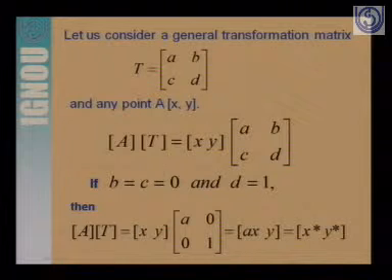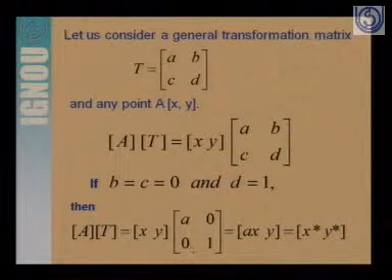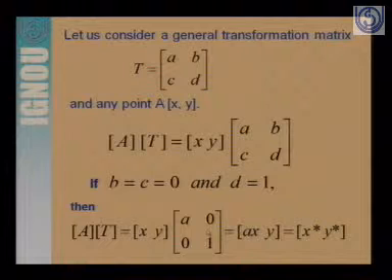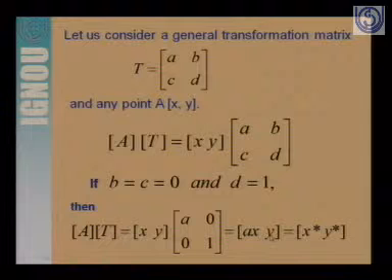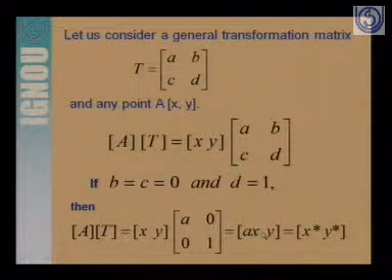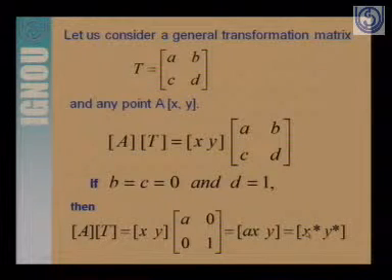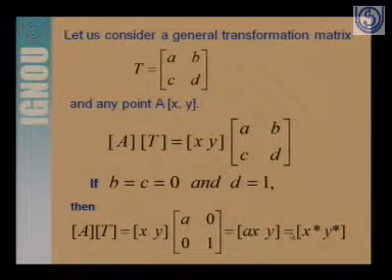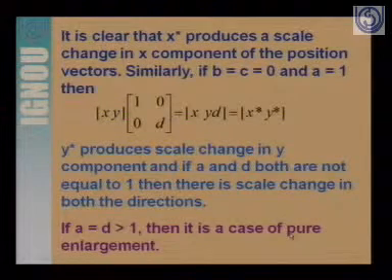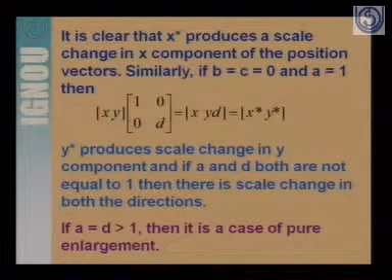So finally, here we get T as [A, 0; 0, 1], because the off-diagonal elements B and C we have taken as 0 each, and D is 1. If we multiply these two matrices, X, Y and this matrix, we get AX, Y. In this case, you see that the coordinate x is changing, but y is not changing. So this is of course scaling in the x direction only. It is clear that A produces a scale change in the x component of the position vector.